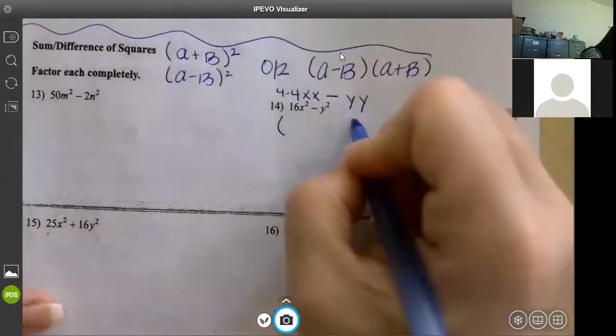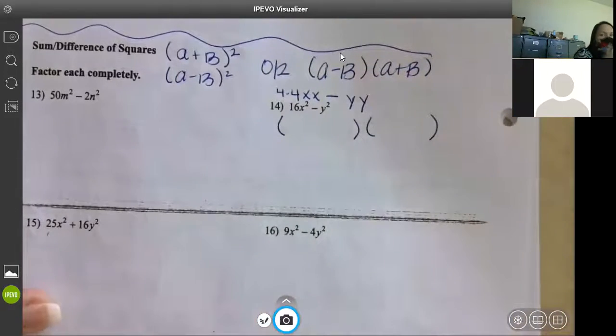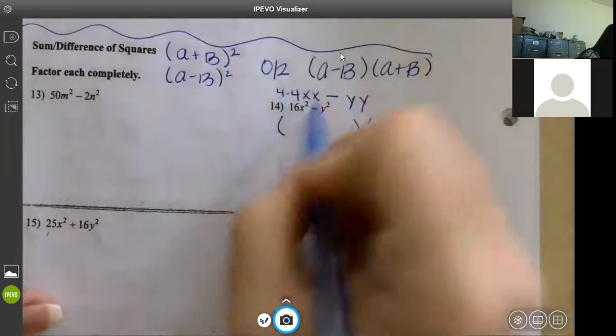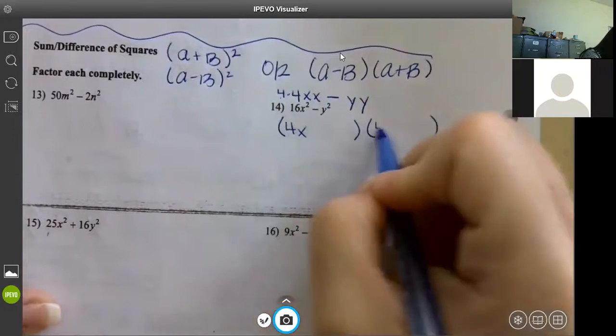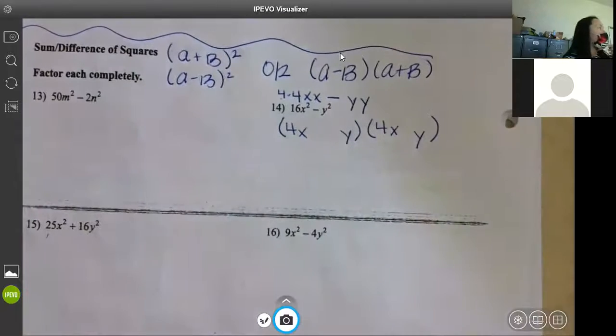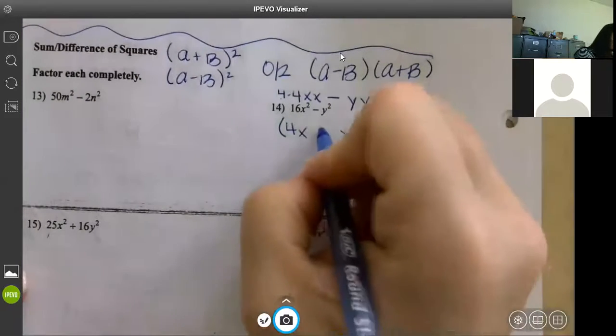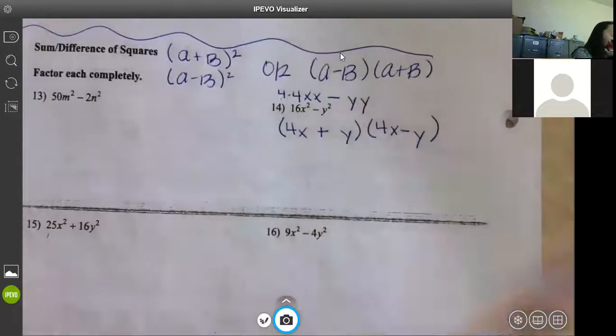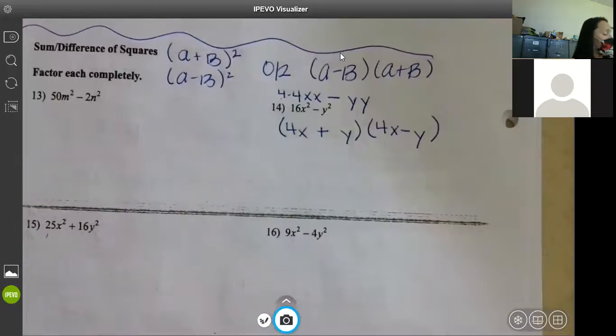How do we share? We make 2 parentheses and we're giving each of them something. In the front, I had a 4 and an X that I could share. In the back, I had Y's I could share. The reason we don't have a middle term, that third term in the middle, is because one is positive, one is negative, and it will cancel out. That's your factor. It's that simple. Don't make it complicated. Okay.